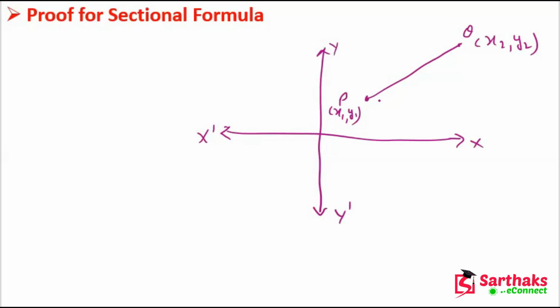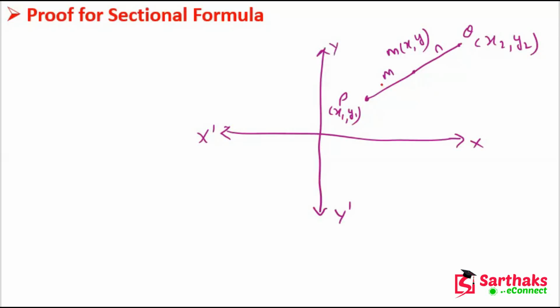Okay, and now let point M divide it into 2 parts. This is point M. The coordinates are x, y, and the ratio is m:n. Understand? So P and Q are 2 points in the xy plane, and M is the point which divides the line segment PQ internally in the ratio m:n.